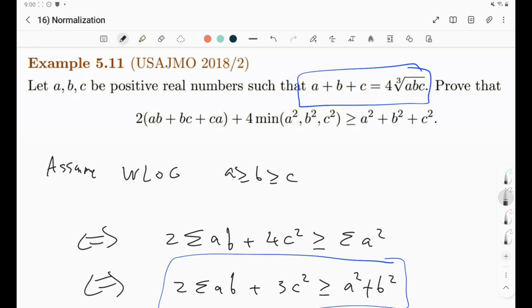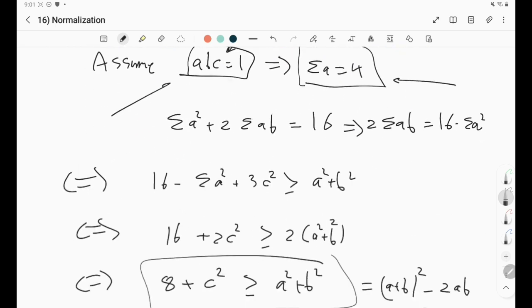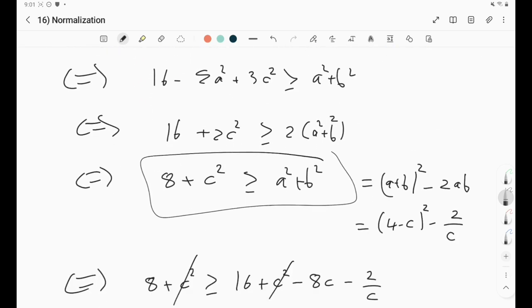So as you can see, what we did here is very simple. We saw that everything is homogenized, both the condition and the original inequality. So we just normalized to make everything nice, and then everything was kind of a piece of cake. We just turned it into a single inequality with a single variable. And this is a very powerful example on normalization.